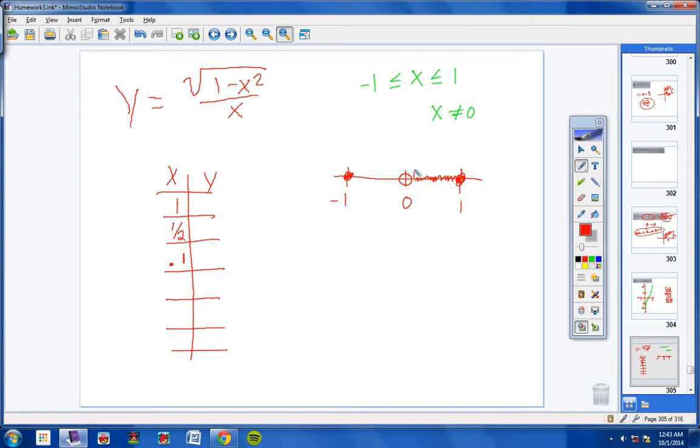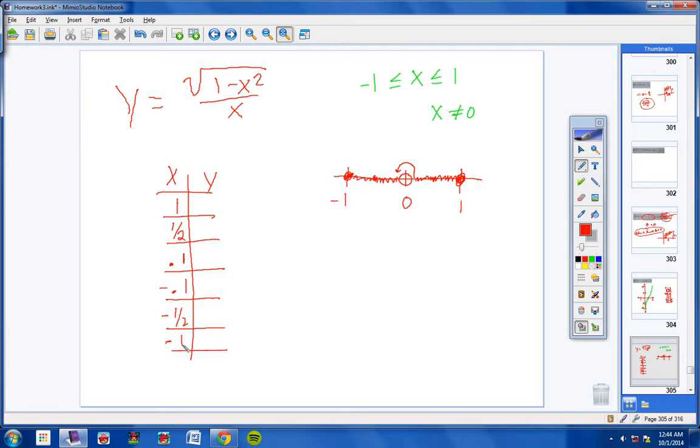So I have to jump over 0 and come to here. So I'm going to go barely past 0. I'm going to put negative what? 0.1. And I'm going to continue along my happy way here until I come to the middle. That'd be negative 1/2. And then continue on to negative 1.